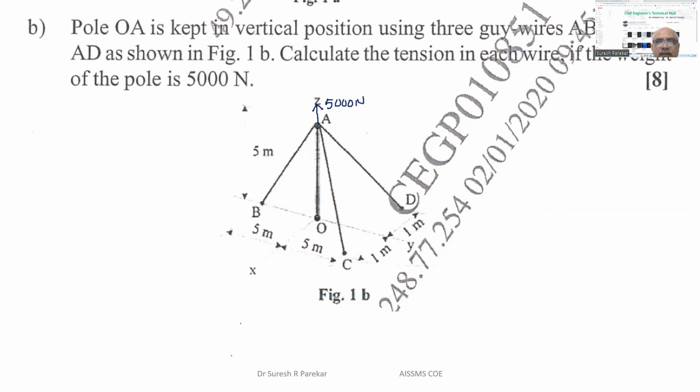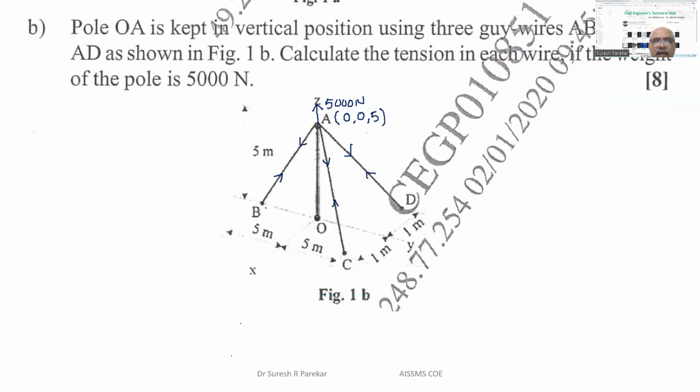So now we have tension in each cable, in this fashion. Now we have to write coordinates. We will start with A. A is on the Z axis, so my X and Y coordinates are 0. So I have 0, 0, and the vertical is given. This is 5 meters.